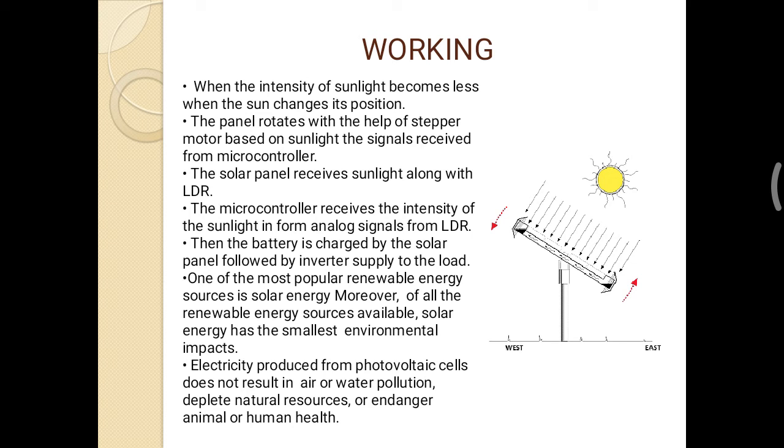The solar panel receives sunlight along with the LDR. The microcontroller receives the intensity of the light in the form of analog signals from the LDR. Then the battery is charged by the solar panel, followed by the inverter supplying the load.